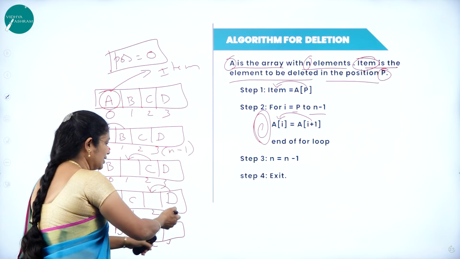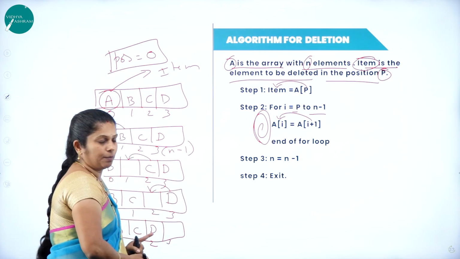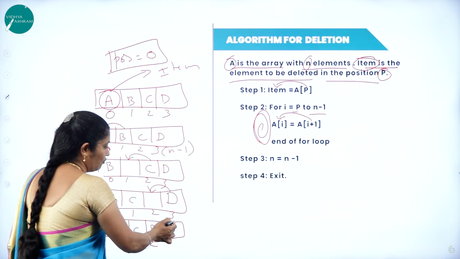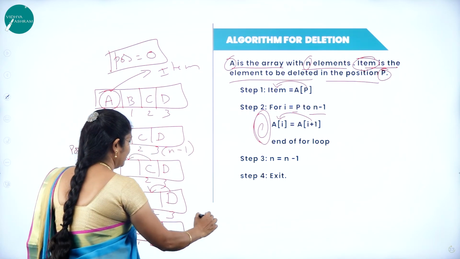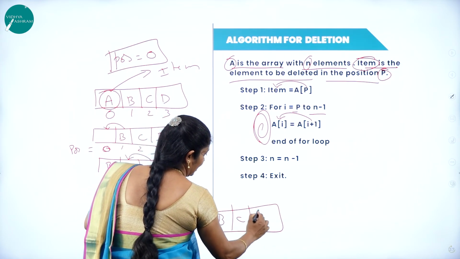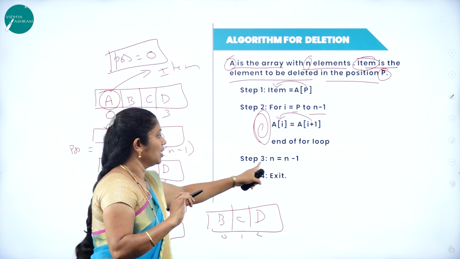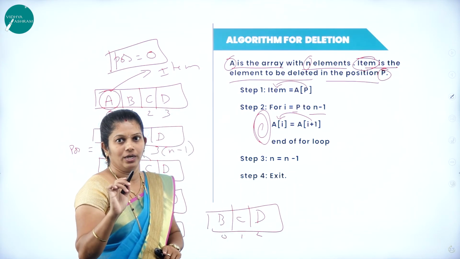Now is it clear? Once I have shifted all the elements from higher order to lower order position, what about the n size? Now if you observe here, we have the extra space. That space we have to remove. Then in the final result, you are going to get B, C, D, that is 0, 1, 2. That means the array size is now decreasing, that is n equals n minus 1.